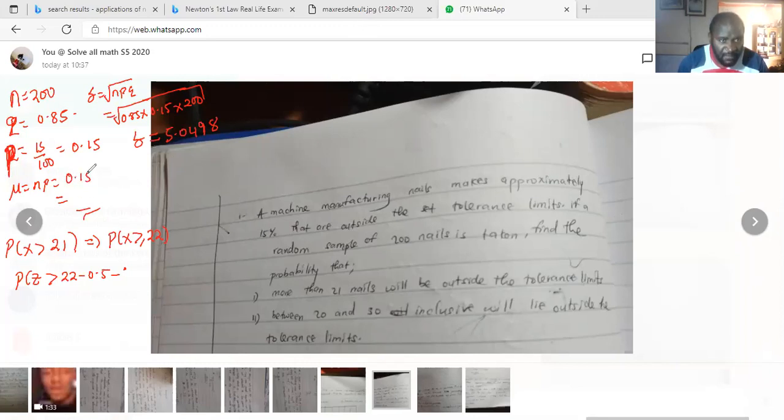So we shall have 0.15 times 200, and the answer is 30. So 22 minus 0.5 minus 30 divided by 5.0498. When you press the calculator, what answer do we get? Otherwise, the other one was going to be very impossible. It was going to be beyond 3. The same standard deviation. What do you get? Negative 1.683.